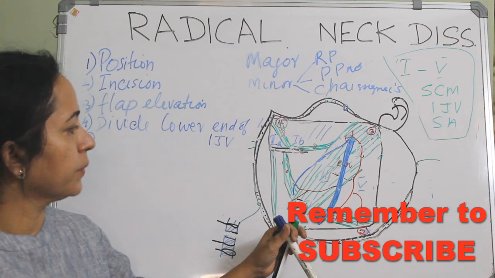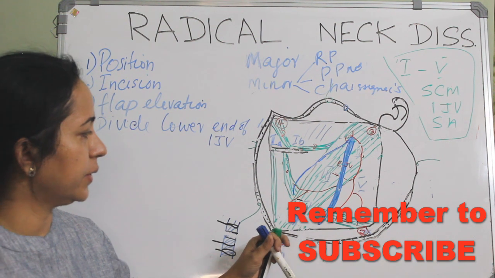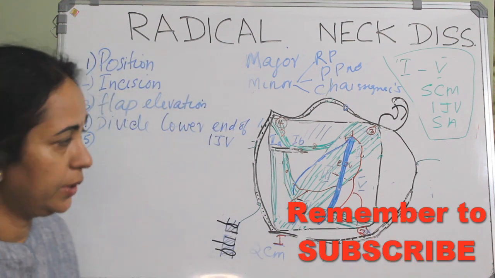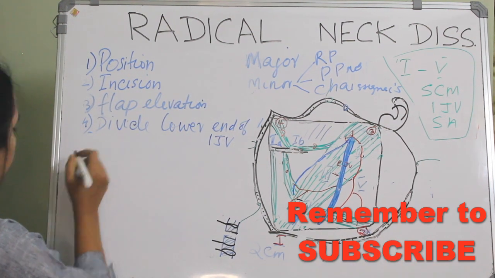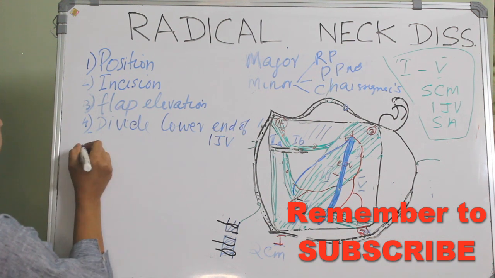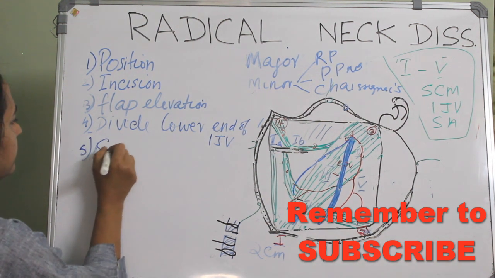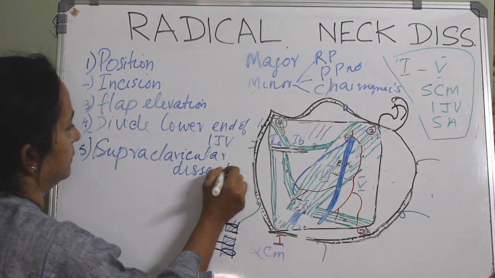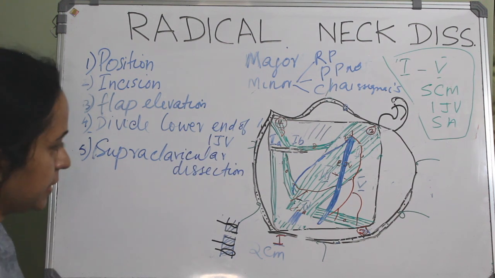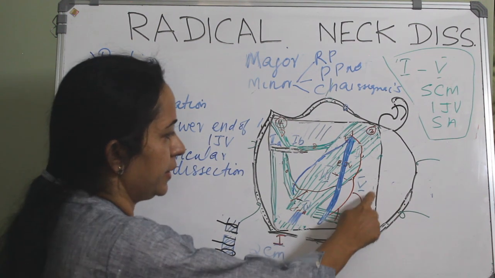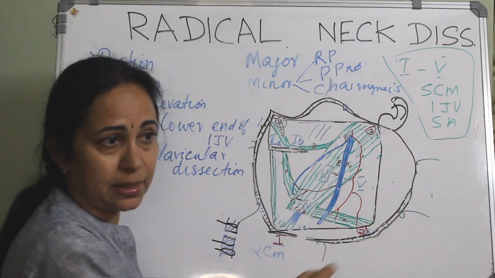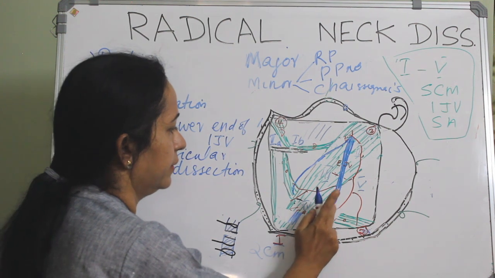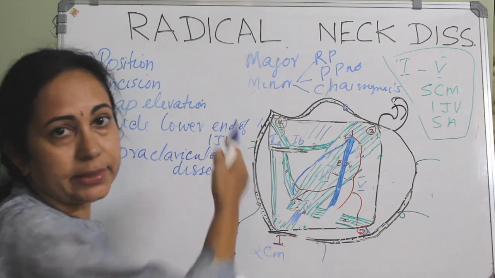Okay. So after dividing the lower end of IJV, the next, fifth, is supraclavicular dissection. For that, it is this area. So which muscle is coming? That is omohyoid. So this omohyoid has to be divided. Okay, and it has to be retracted upwards.